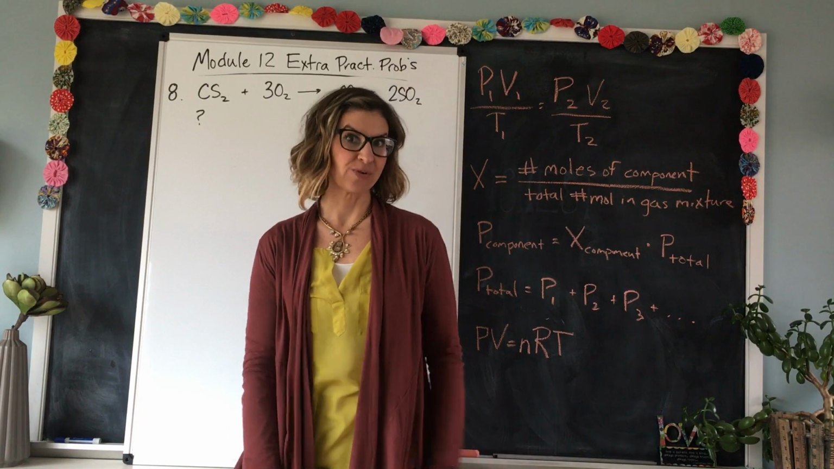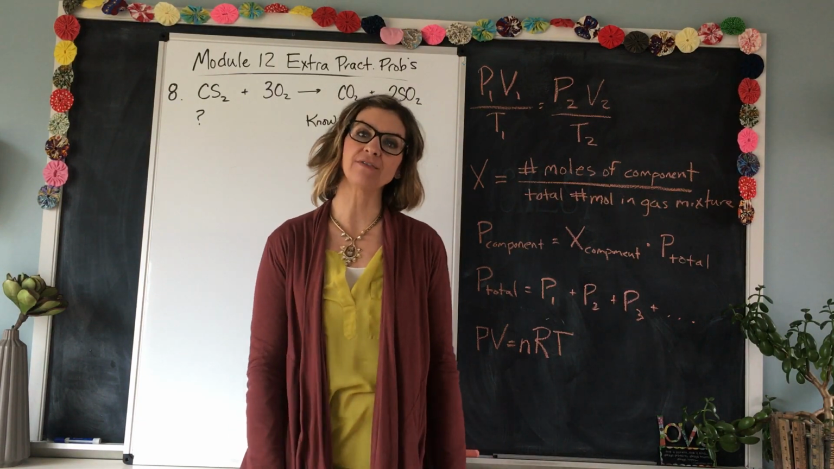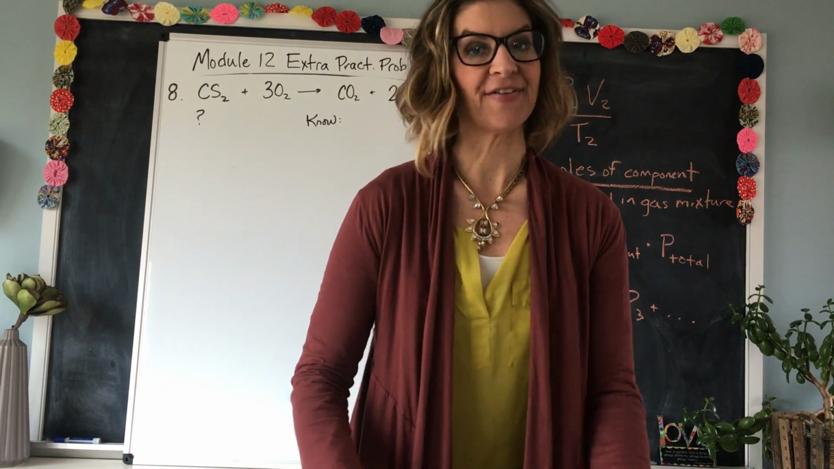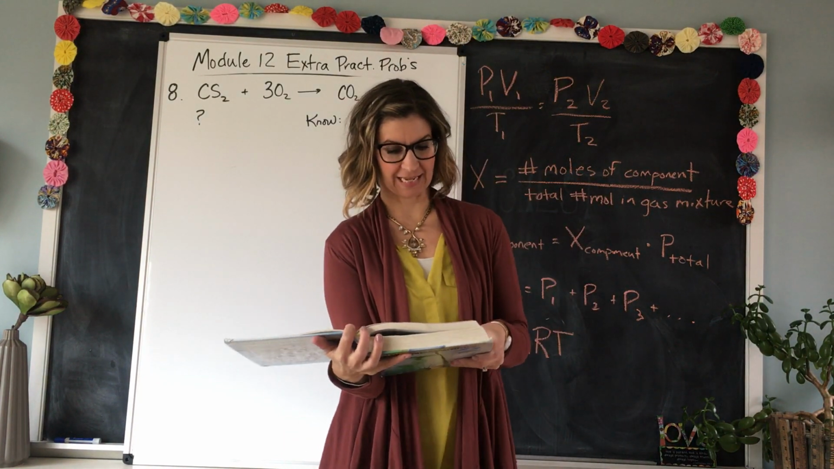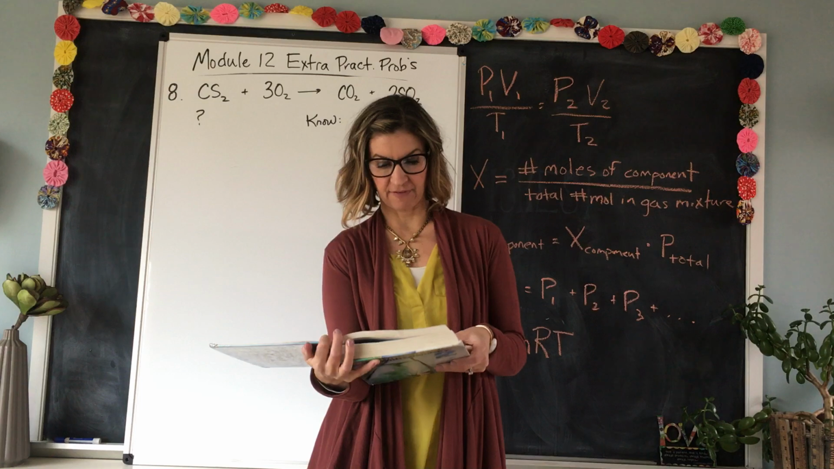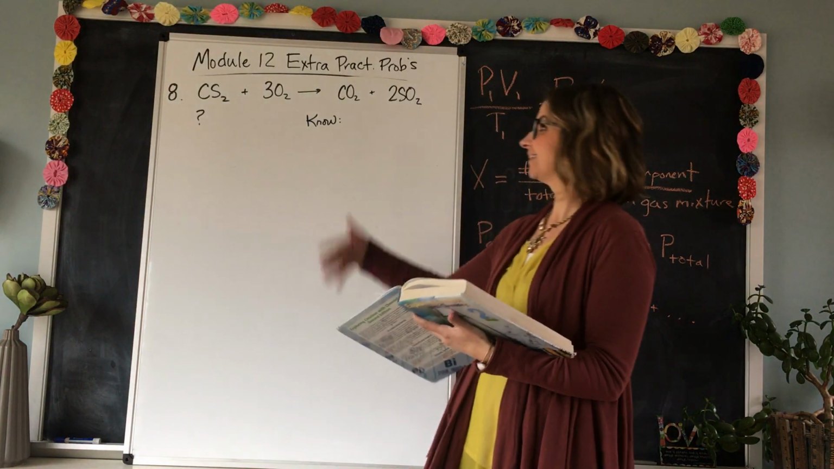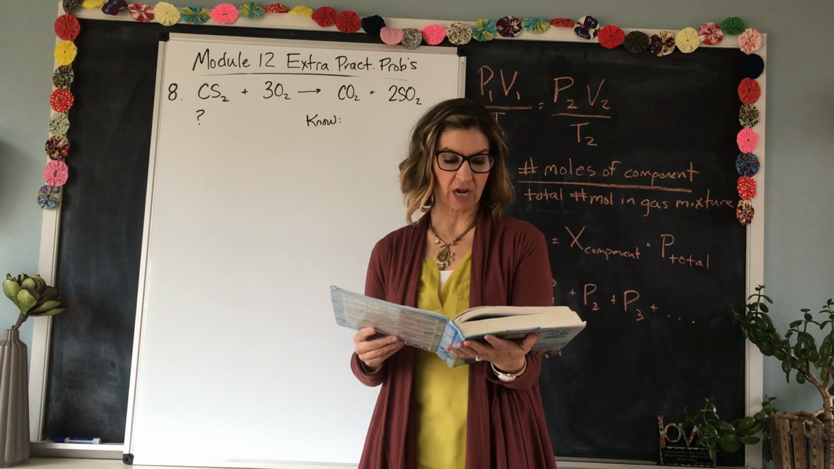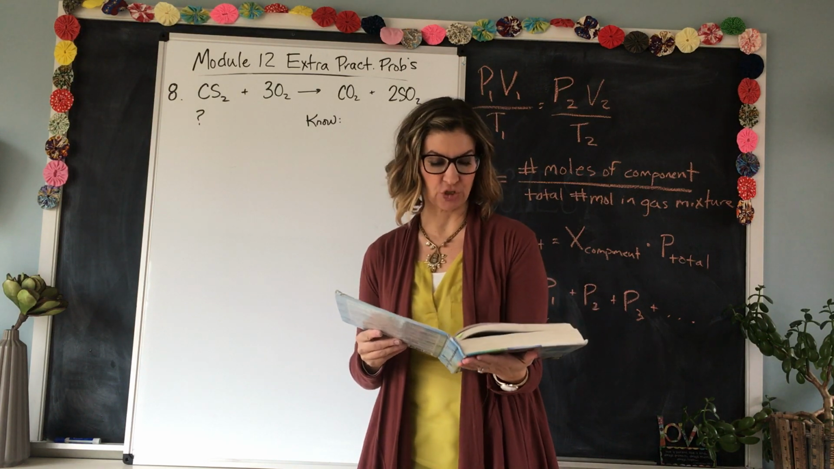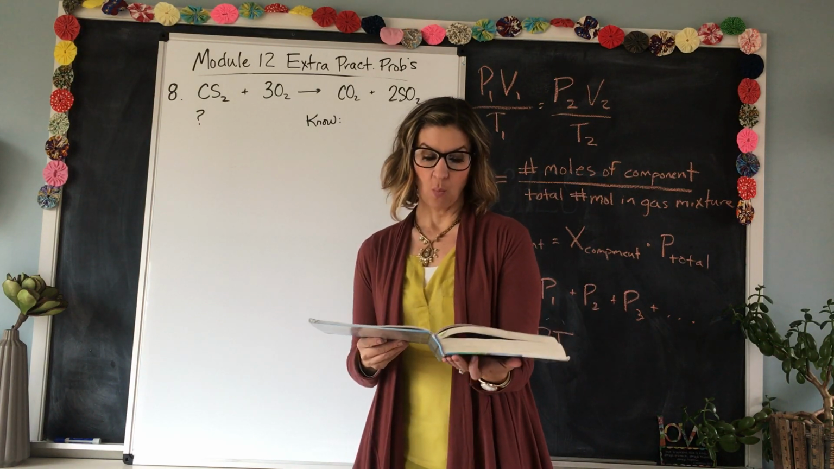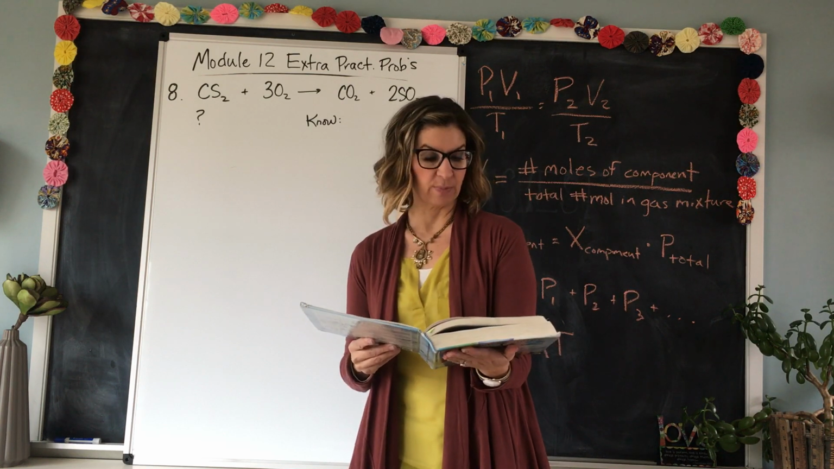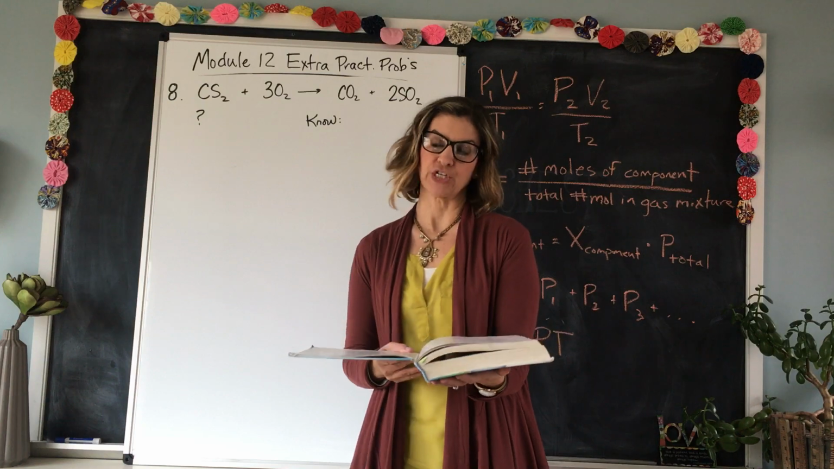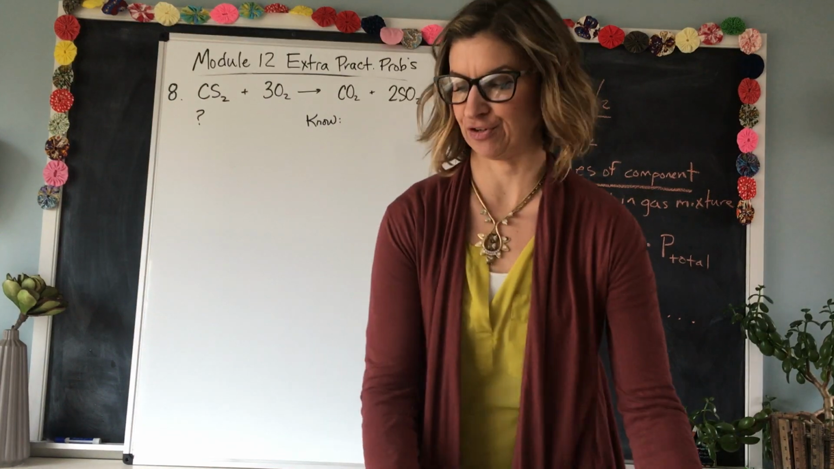We are back with some extra practice problems again from Module 12. So now we are up to number 8. This is on page 580. Number 8 says, a chemist performs the following reaction. If the chemist starts with 110 grams of CS2 and an excess of O2, what volume of sulfur dioxide will be produced at a temperature of 341 degrees Celsius and a pressure of 2.1 atmospheres?